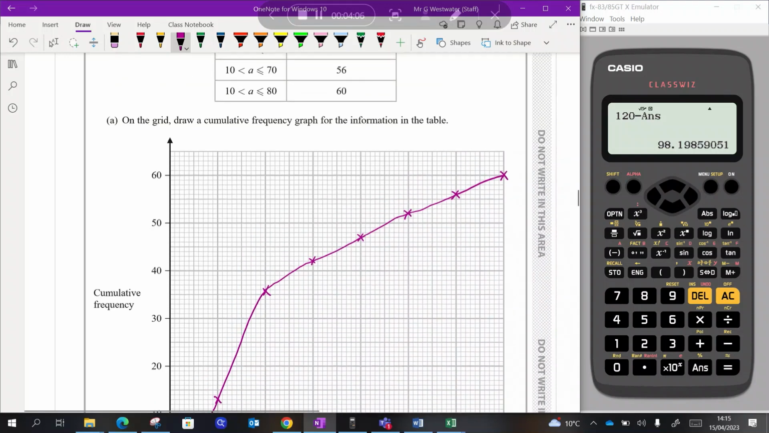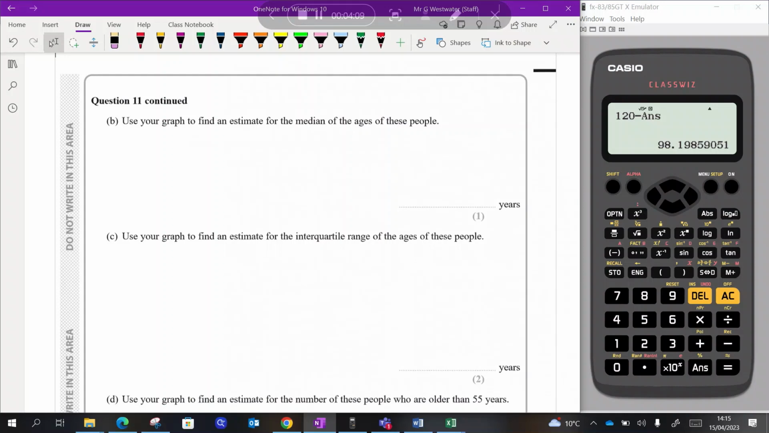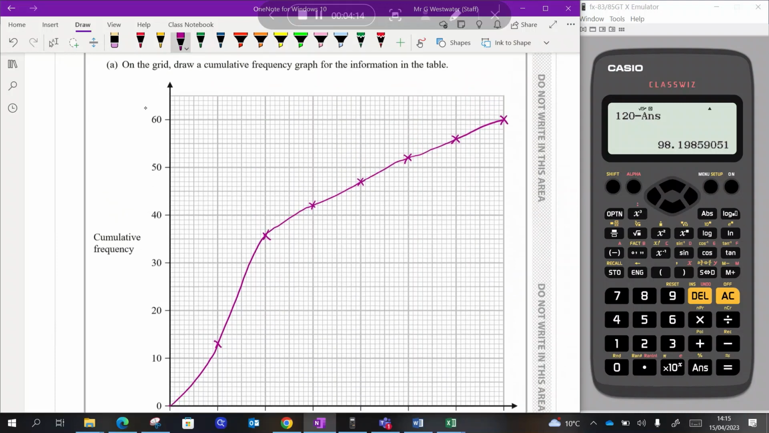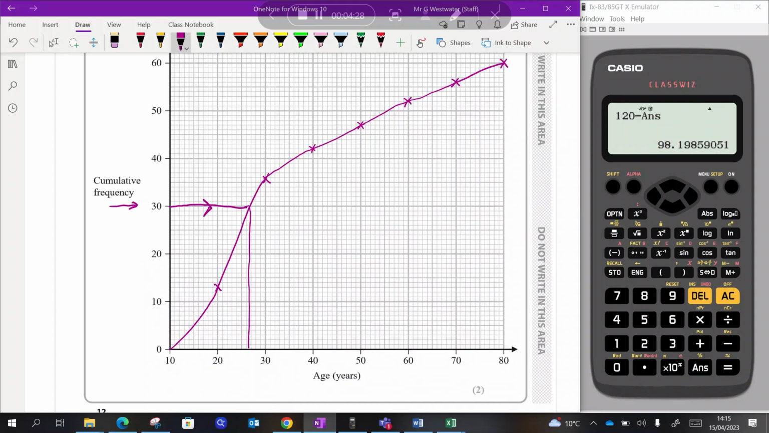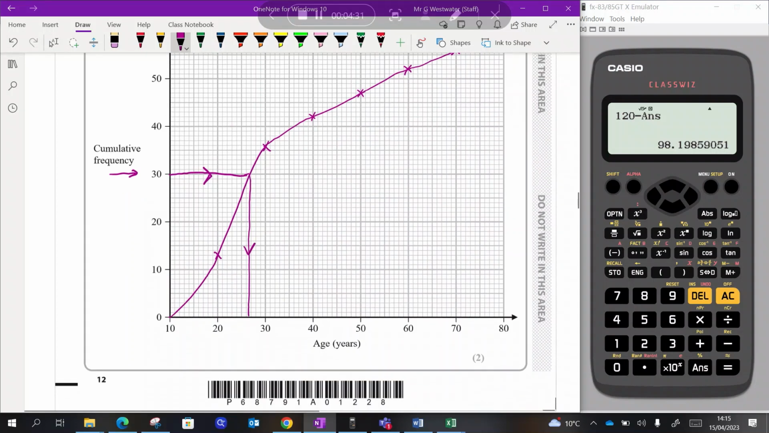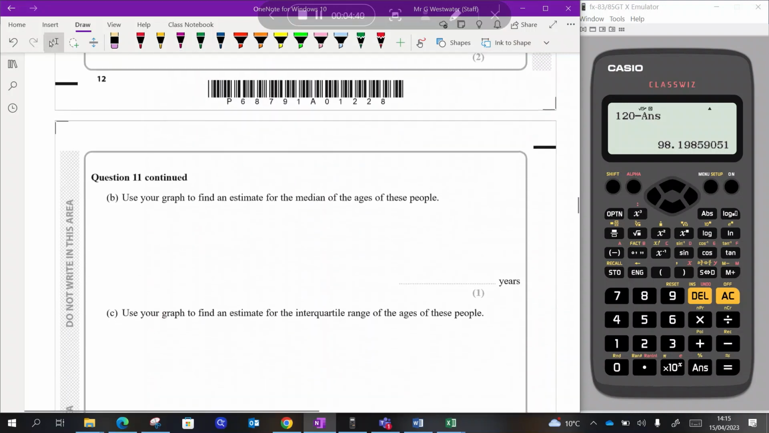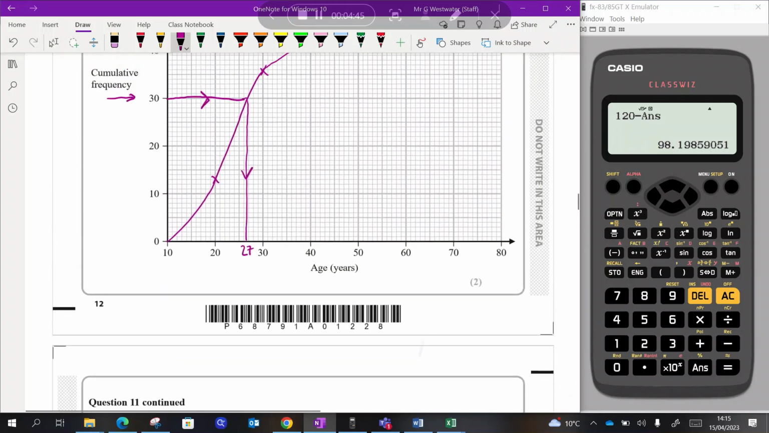Something like that. And in part B, we're being asked to work out the median for these people. If we have 60 people in total, the median is going to happen around about the 30th value. So go across from 30 and then down. Obviously, I would like to use a ruler to do this, but I'm not going to get it out now. So this is about 26.5, 27. I'm going to call it 27. I think you were awarded anything between 26 and 28 for this question.